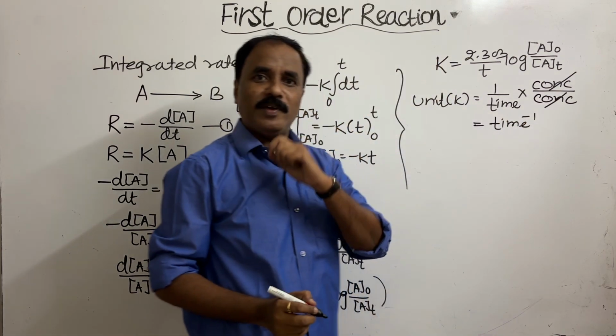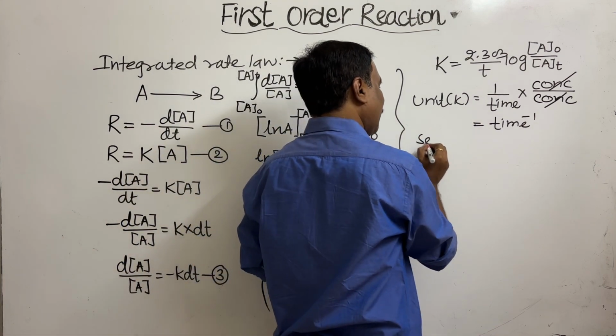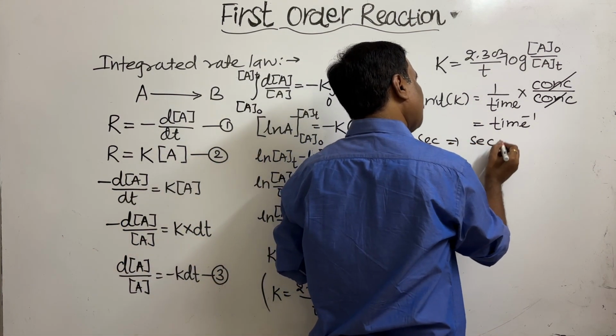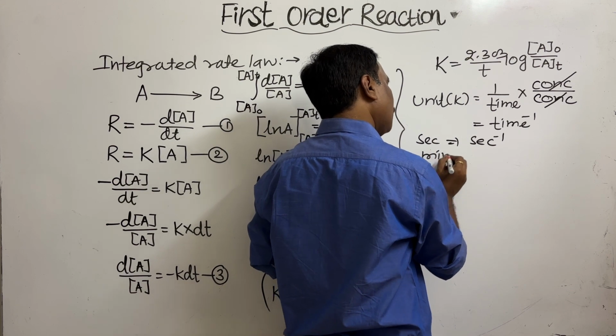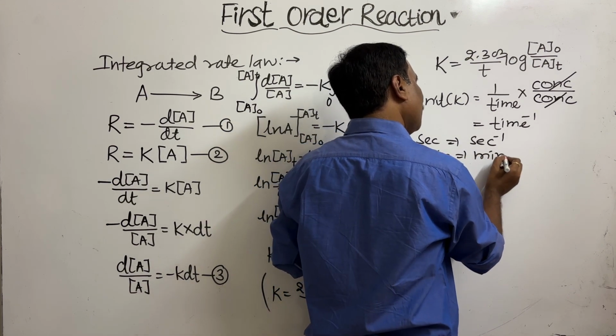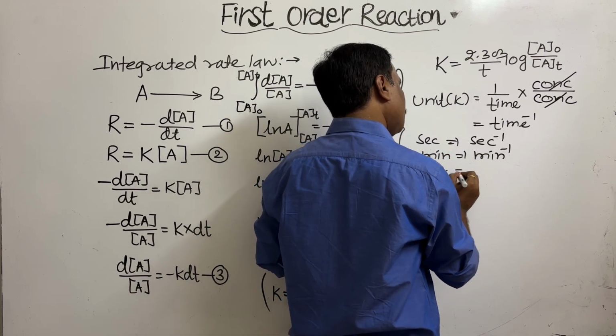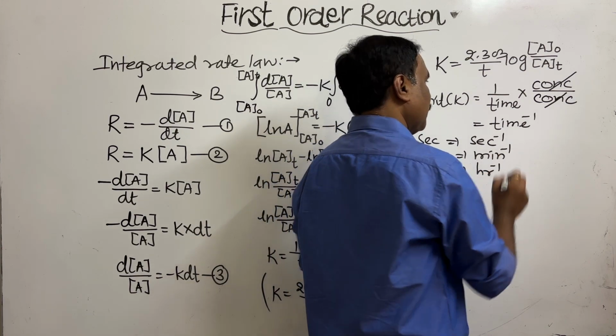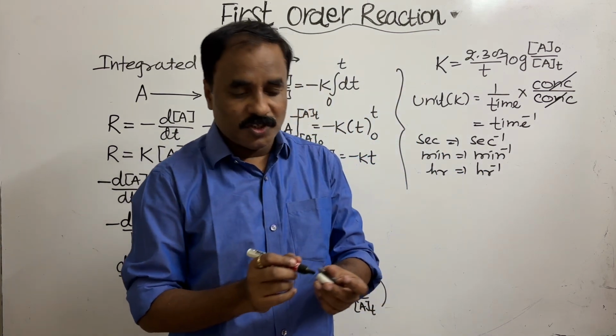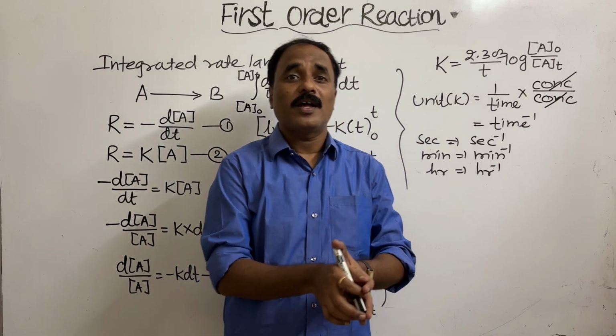अगर टाइम सेकंड्स में तो यूनिट क्या होगा? सेकंड इनवर्स. अगर टाइम मिनट्स में सो यूनिट विल बी मिनट इनवर्स. अगर आवर्स में सो इट विल बी आवर्स इनवर्स वगैरह. यानी टाइम इनवर्स, this is the unit of rate constant in first order kinetics.